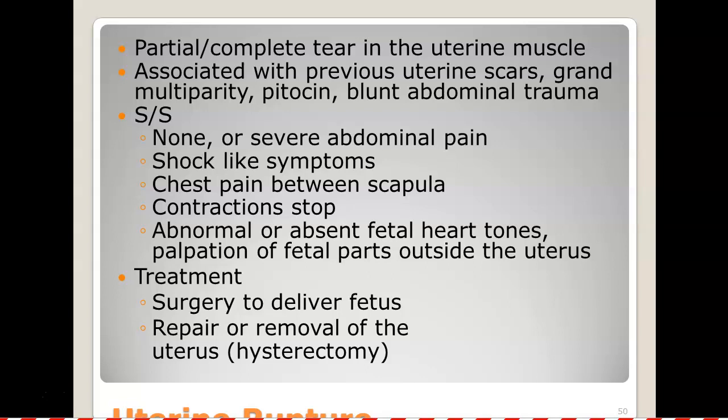There could be an abnormal or absent fetal heart tone, and if you palpate, you can feel fetal parts outside of the uterus as they have come out of the ruptured uterus. So treatment would obviously be surgery to deliver the fetus immediately, and then to repair the uterus or to remove it altogether with a hysterectomy.